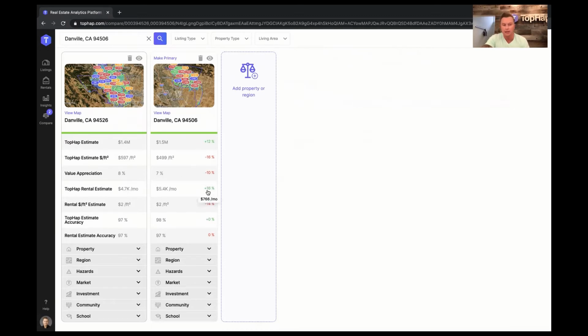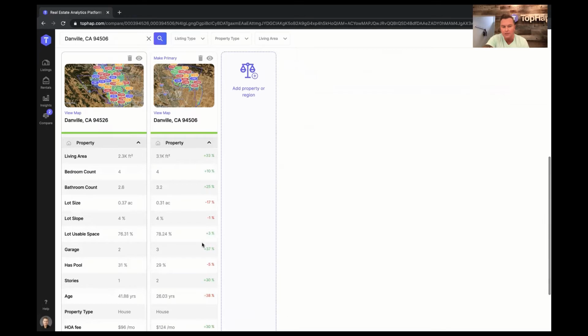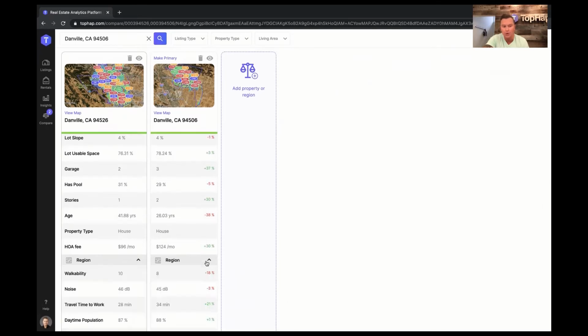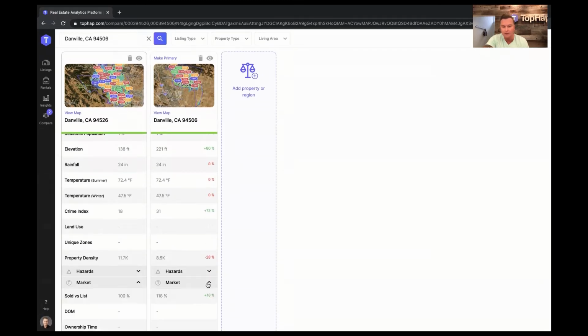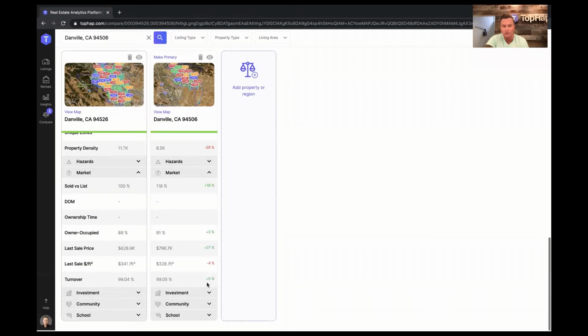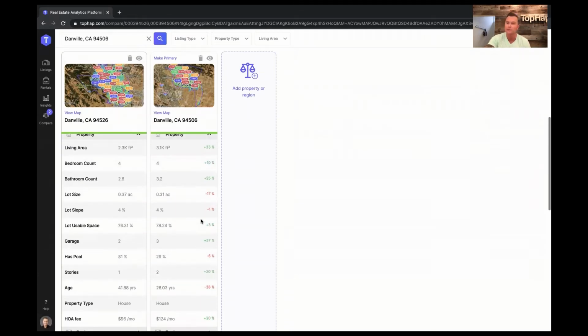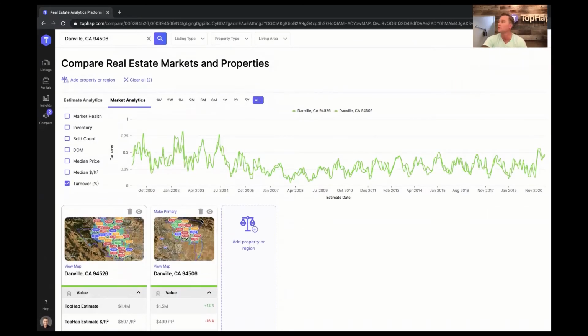Rental prices are higher, and you can really do this type of granular analysis for property characteristics, lot sizes, if things have a pool, stories, type of homes, regional information, hazards, market info. I mean, you can really get down to the finest details of what makes these two zip codes similar or different. Dennis? Anton, show them how you can narrow down by living area.